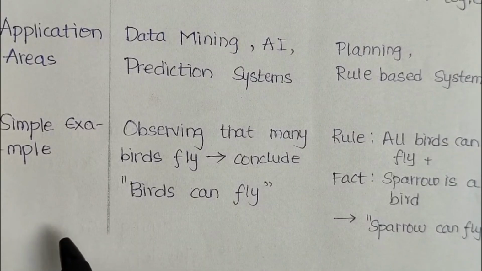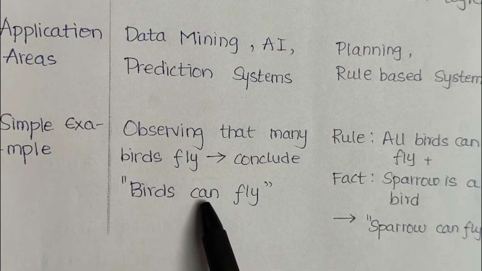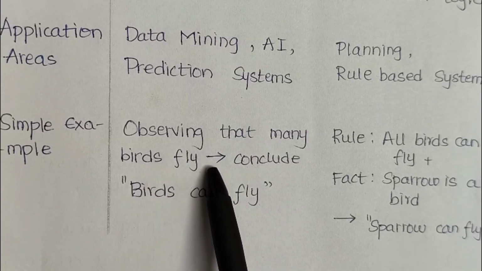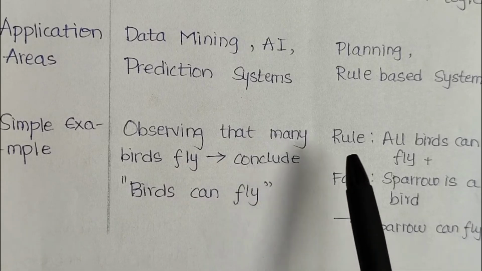Next is a simple example for both inductive learning and deductive learning. For inductive learning, the example is observing that many birds fly. We will conclude that birds can fly.